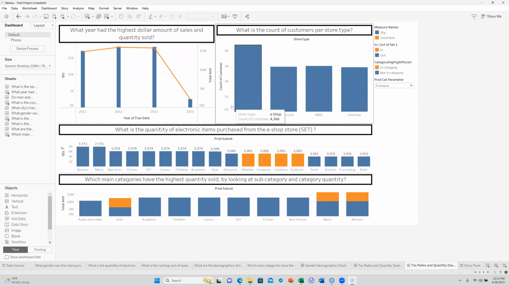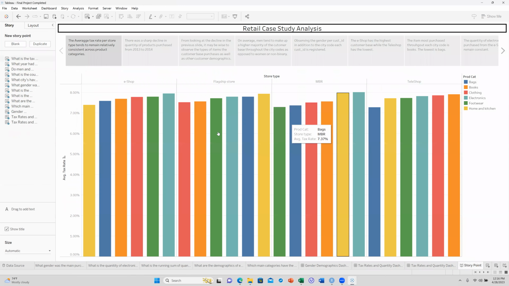And then the tax rates and quantity dashboard. And this one is also dynamic with the parameter being over here, and we can filter by that. And then if you look down here, there we go. We'll see it move. So like I said, this graph I liked particularly because I am very interested also in what happened from 2013 to 2014. And then lastly, we have the story point.